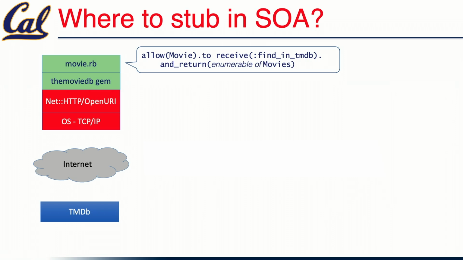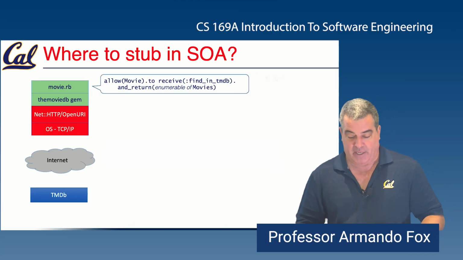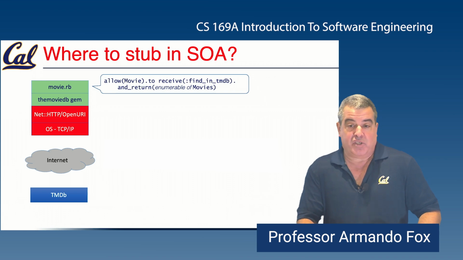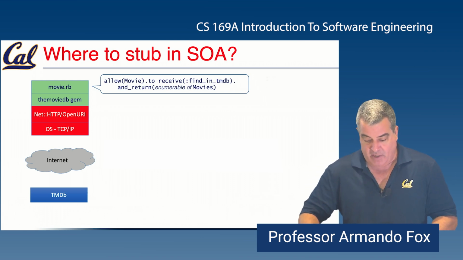Our ActiveRecord Movie object has been given the responsibility of this method, find_in_tmdb. It's that method's job to call the API, get some results back, and package them up into an ActiveRecord object. So one thing you can do is stub right there, and just assume that all of that will work for the purposes of your tests.